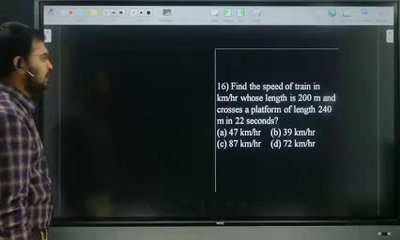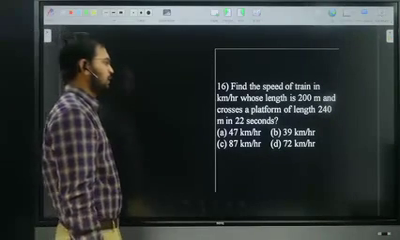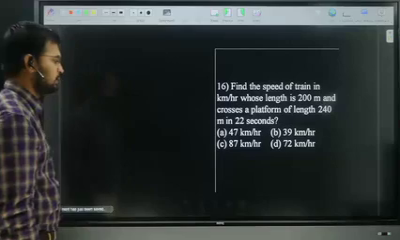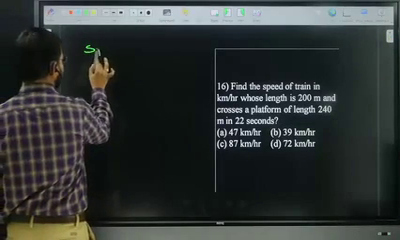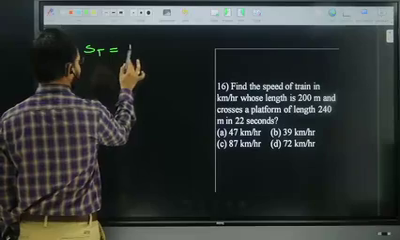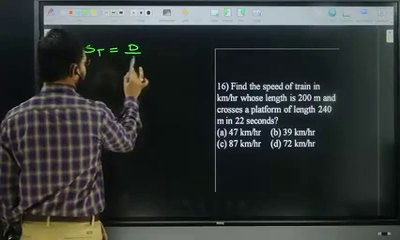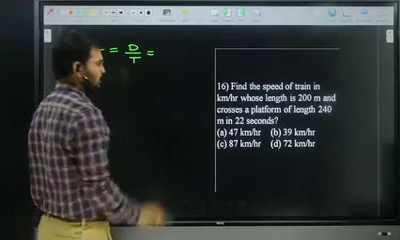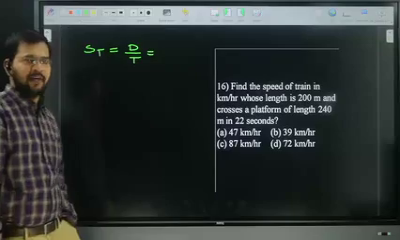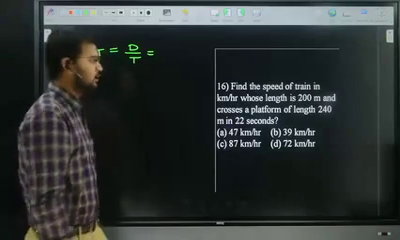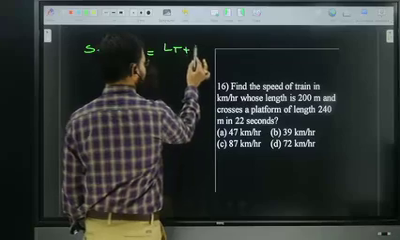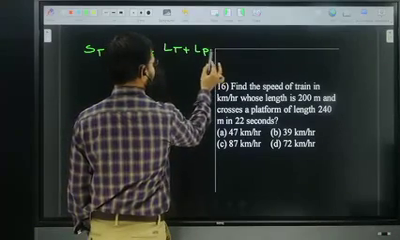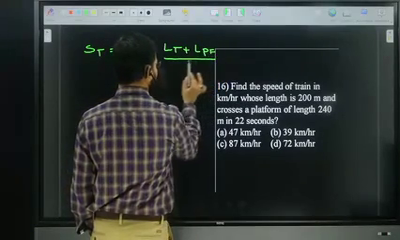Find the speed of the train in kilometer per hour whose length is 200 meters and crosses a platform of length 240 meters in 22 seconds. They're asking the speed of the train. Generally, speed of the train is nothing but distance by time. Here the train crosses a platform. Whenever a train crosses a platform, distance is nothing but the length of the train plus the length of the platform, divided by time.